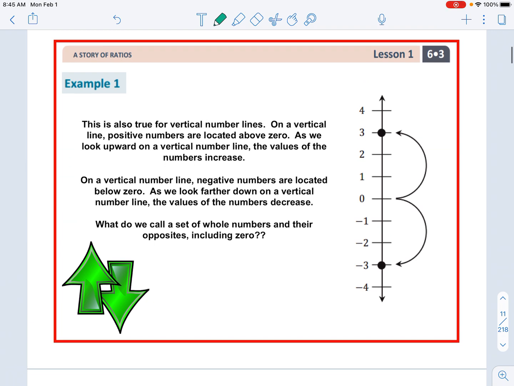This is also true for vertical number lines. On a vertical line, positive numbers are located above the 0. As we look upward on a vertical number line, the values of the numbers increase. On a vertical number line, negative numbers are located below 0. As we look farther down on a vertical number line, the values of the numbers decrease. What do we call a set of whole numbers and their opposites, including 0? Well, those are called integers.